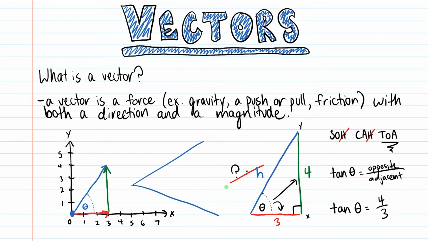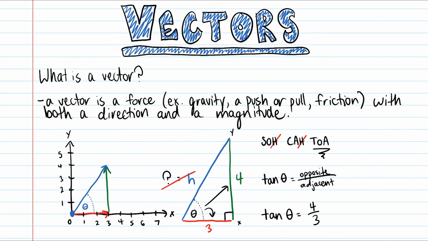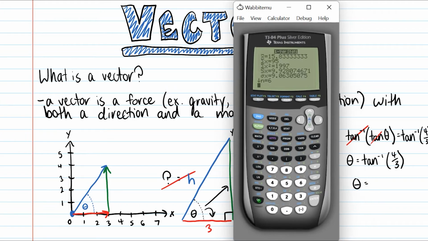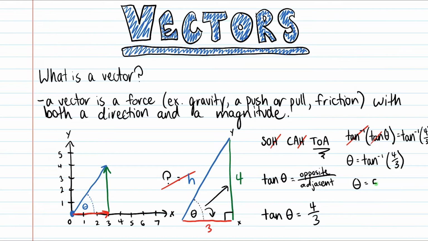So we use tangent because we know the opposite and the adjacent side to theta. So to solve, we need to take the inverse tangent of both sides. So theta is going to equal the inverse tangent of 4 over 3. And to solve this, we'll use a calculator. And make sure you're in degree mode. And theta is going to be about 53.13 degrees.